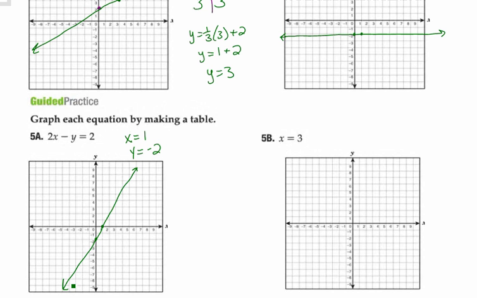Okay, and very last one. Again, kind of a special situation because we just have one variable, but I'm going to set up my table and figure out what that means. Again, it is saying that x is always going to be 3. So I'm going to put 2 3s in my x column, and then I'm just going to throw some y values in there because it doesn't matter what they are, that x is always going to be 3. And I'm going to go ahead and plot those 2 points. I have 3, 0, and I have 3, 1. So look at this, connecting those dots, we have a vertical line.